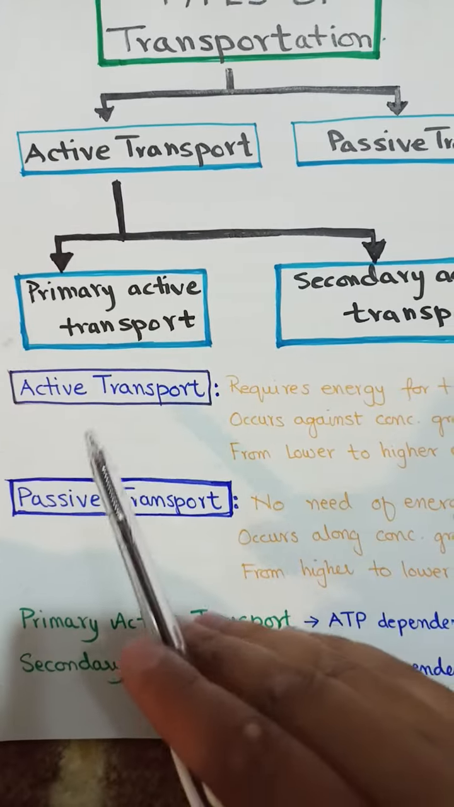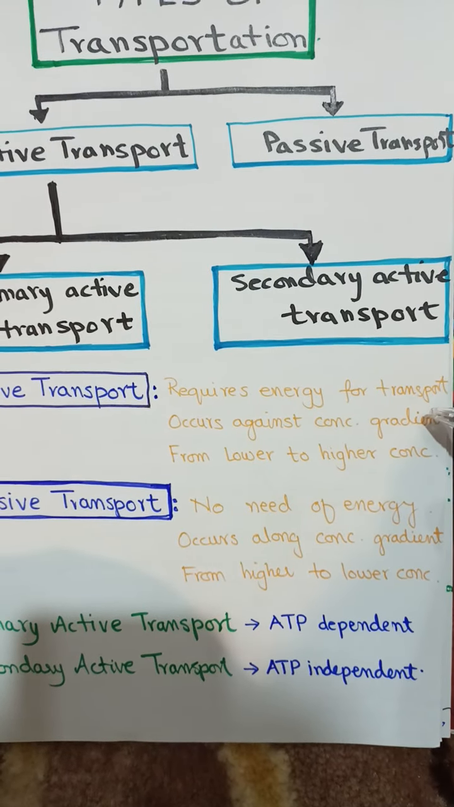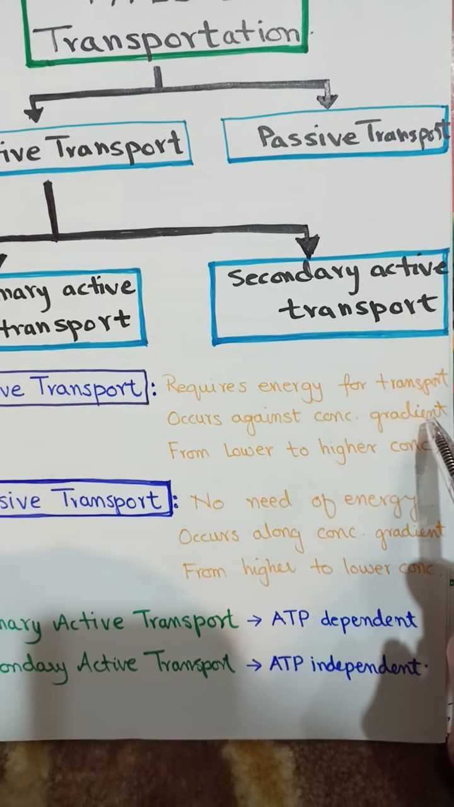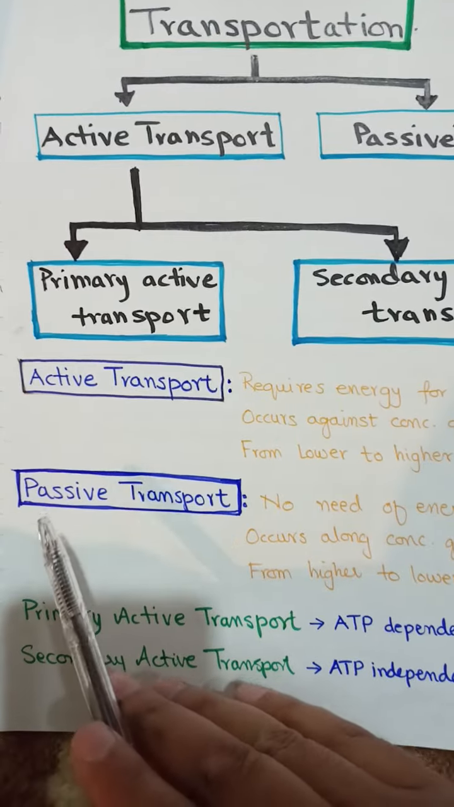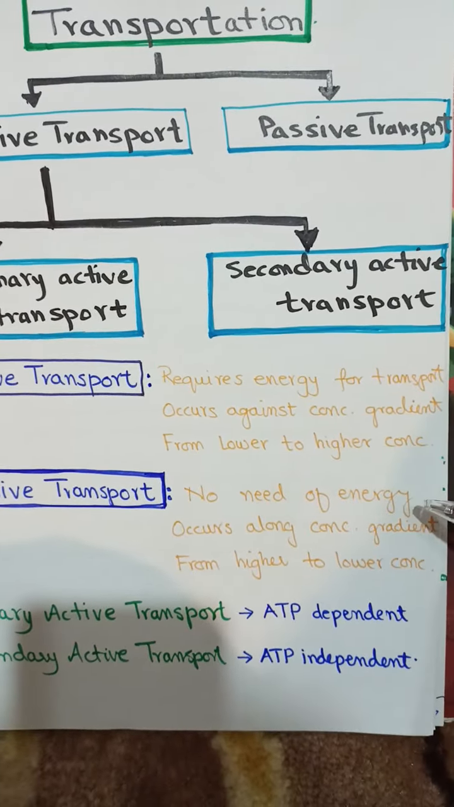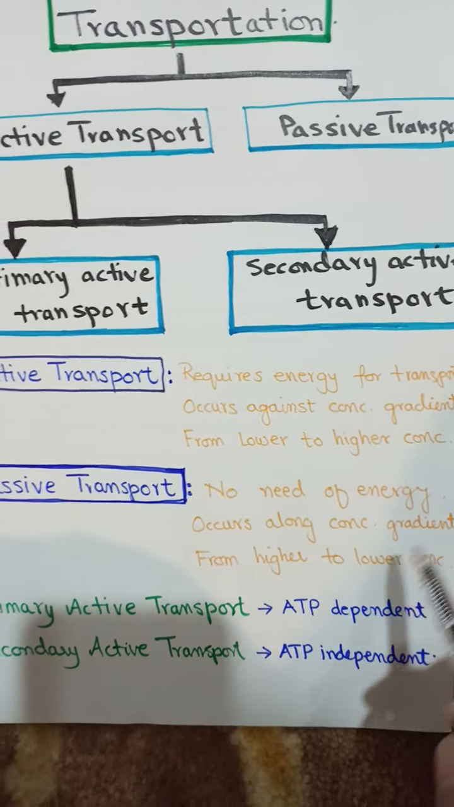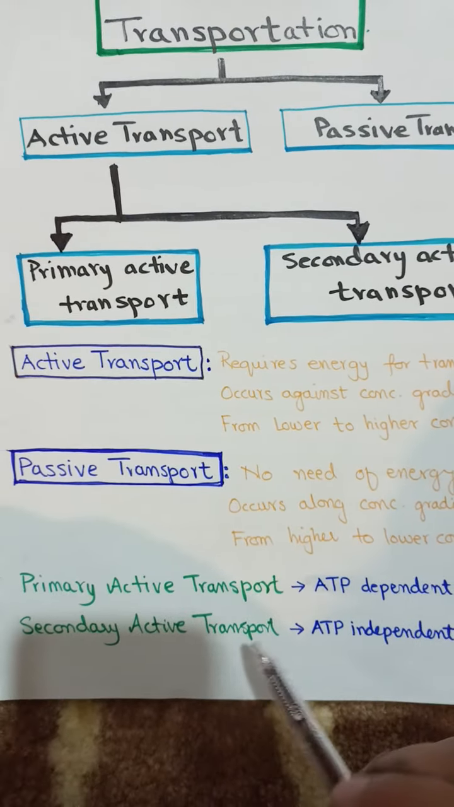So what is active transport? Active transport requires energy for transportation of the molecules. It occurs against the concentration gradient, that is, from lower to higher concentration. The second, passive transport, doesn't require energy. It occurs along the concentration gradient, that is, from higher concentration to lower concentration.